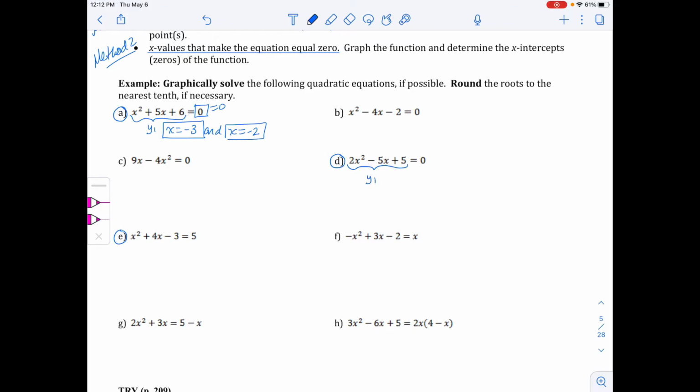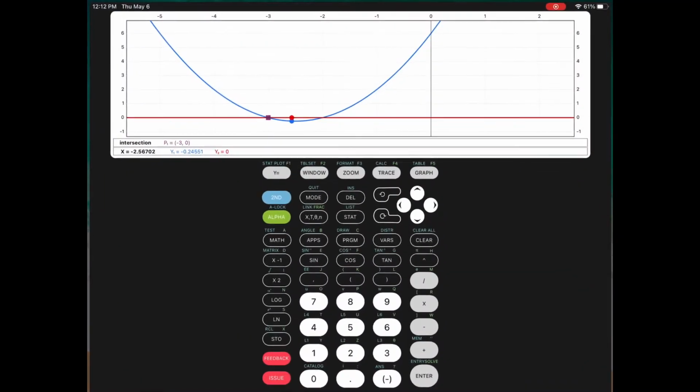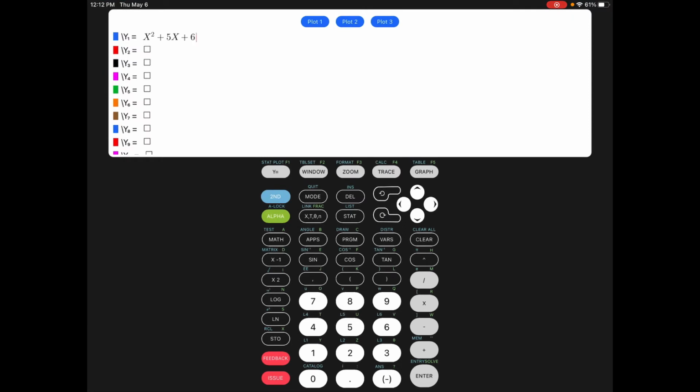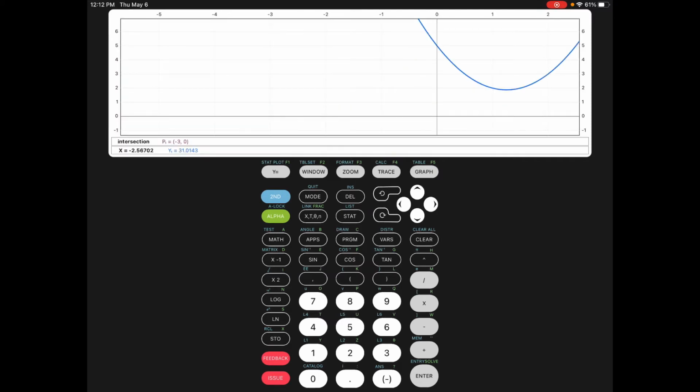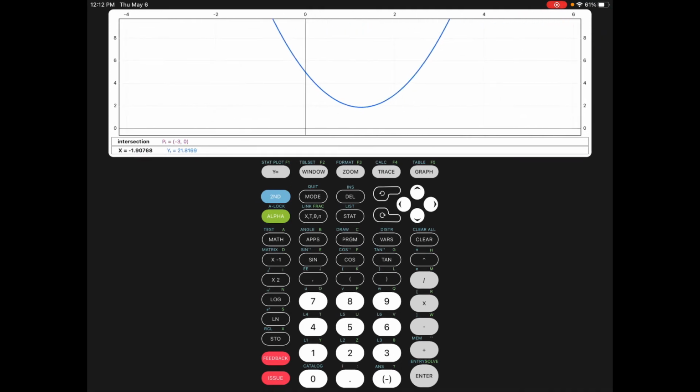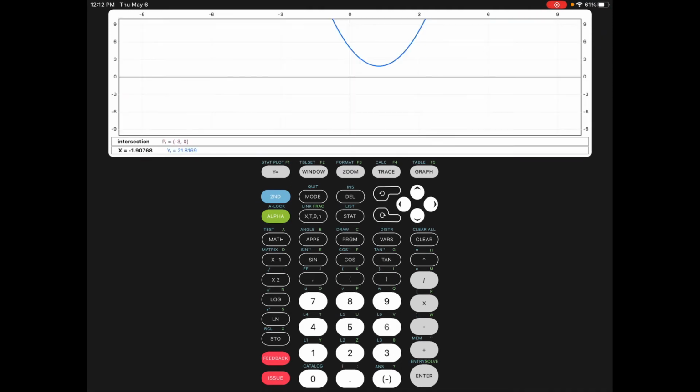Okay, so 2x squared minus 5x plus 5. I'm going to go back into my y equals and clear this out. 2x squared minus 5x plus 5. And I hit graph. I'm just going to play with my windows a little bit so that I can see that more clearly. If I go from zoom standard, okay, there's a zoom standard. That's what you should see with your regular graphing calculator, or depending on what calculator you've got.